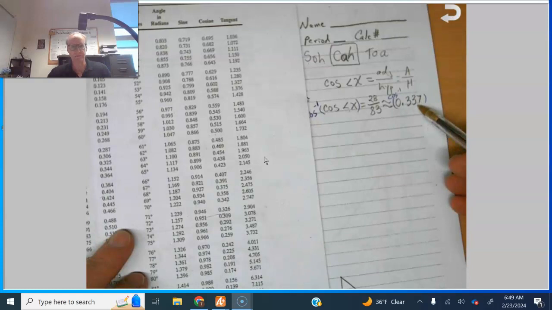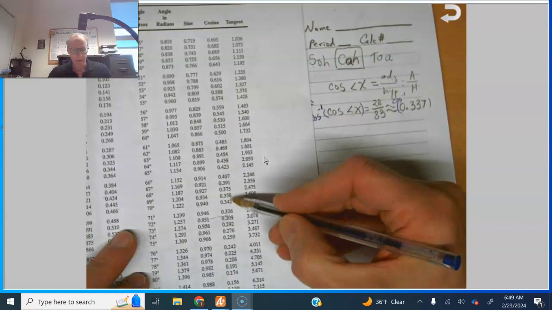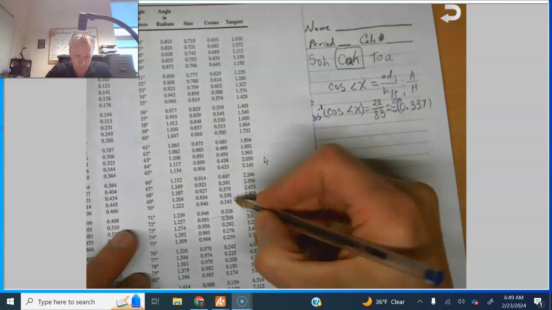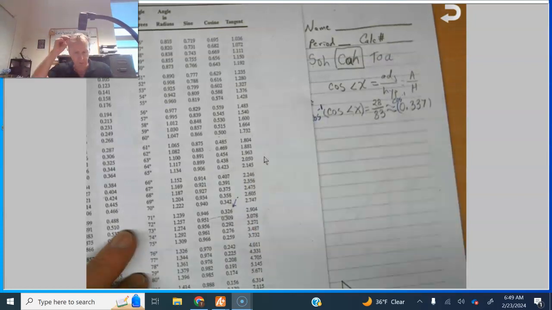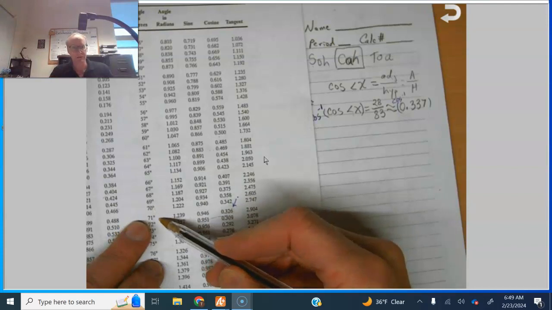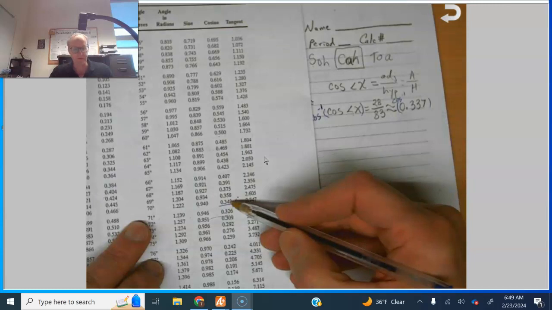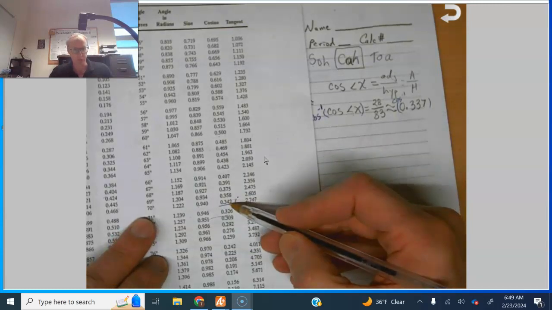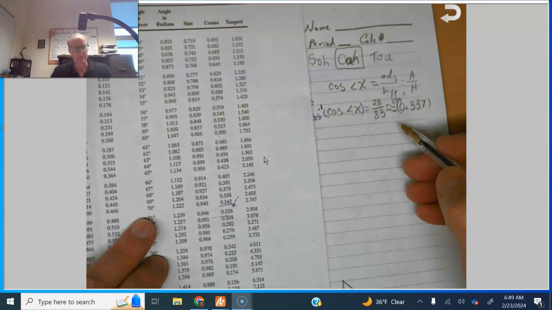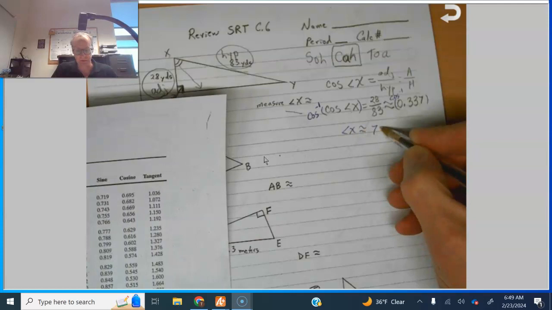Cosine of 0.337 is going to be right about, remember, it's going down, and it looks like, got to look here, it's between these two. It's between 70 and 71 degrees. And it looks like it's a lot closer. This is almost 0.33. And if I rounded this, it would be 0.34. So it's really close to 70 degrees. That means that my angle X is really close to 70 degrees.